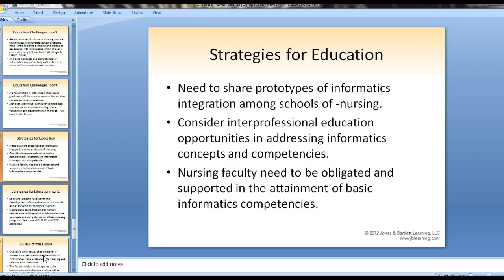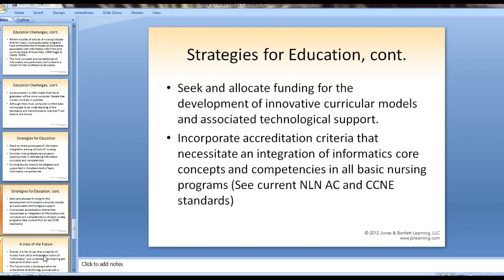So we need to share prototypes of informatics in nursing school. We need to get you guys involved in learning how to pull lists and look at population management through the IT functionality. Consider interprofessional education opportunities in addressing informatics. Faculty need to be obligated and supported in the attainment of basic informatics competencies. Seek and allocate funding for development of innovative curricular models and incorporate accreditation criteria that necessitate an integration of informatics core.